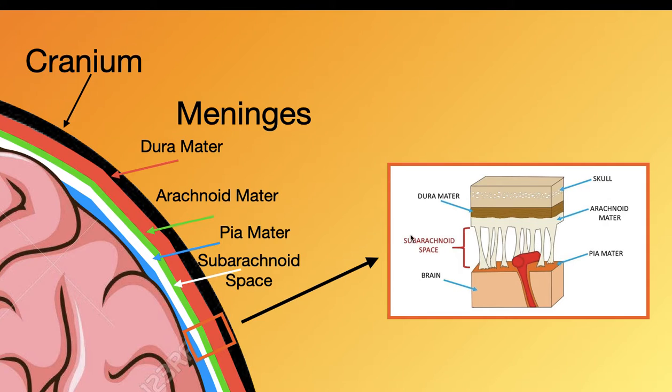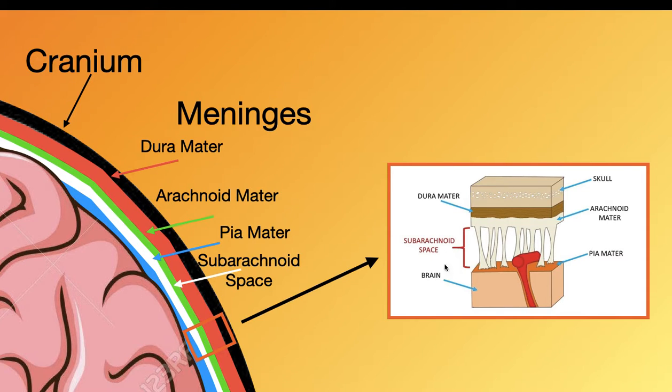Now you notice something in the subarachnoid space. The subarachnoid space has these long lines that connect the arachnoid mater to the pia mater. And these resemble the lines of a cobweb. That's why it's called the arachnoid mater. Arachnoid means related to a spider.